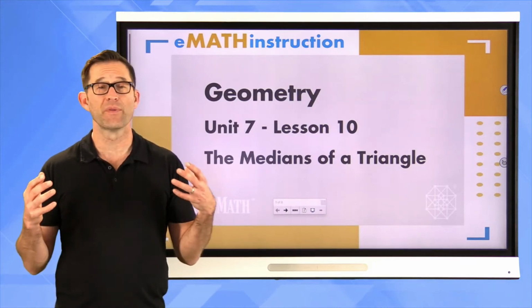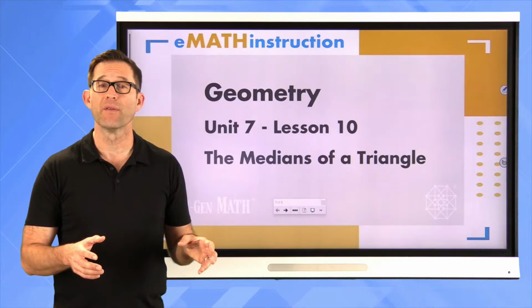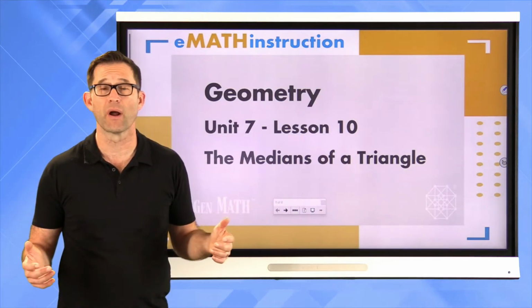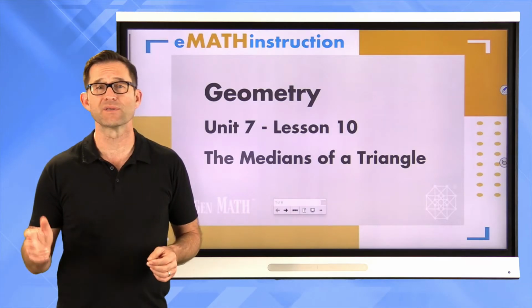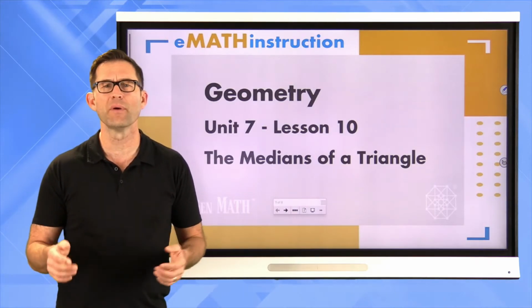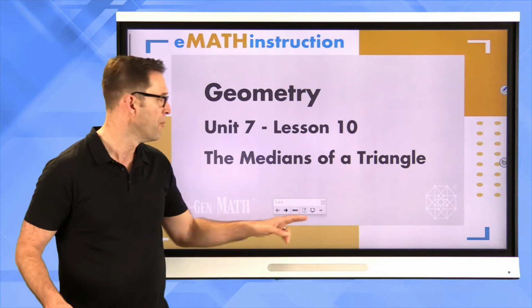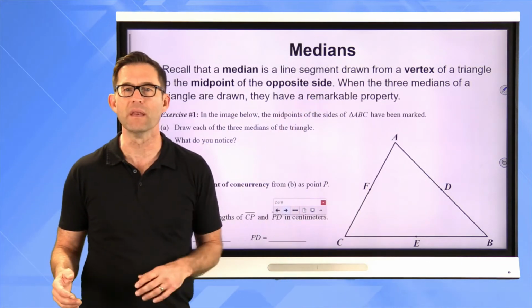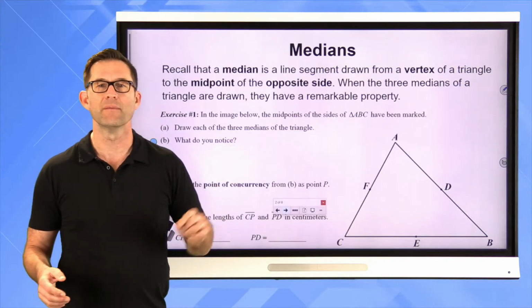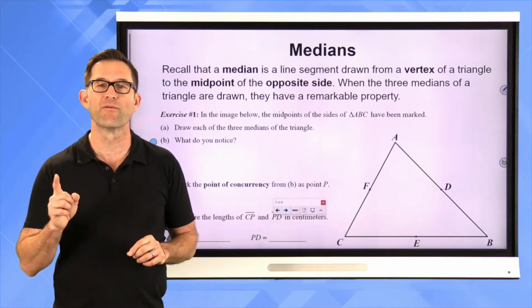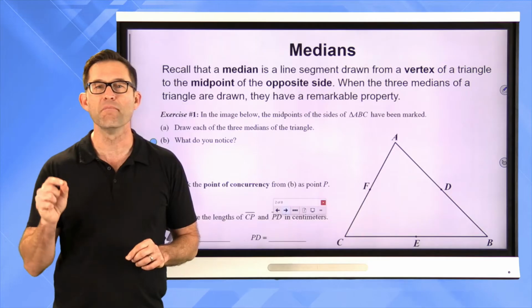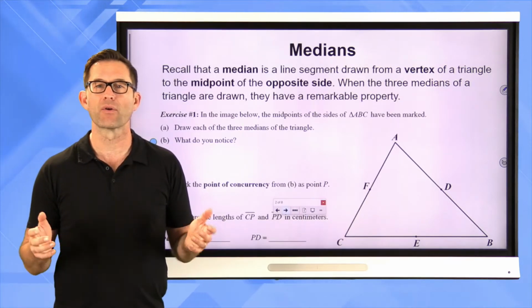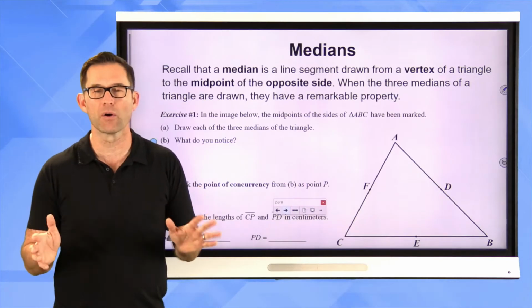Alright, so without further ado, let's jump right into this, because you probably don't know where I'm going with the medians of a triangle. We talked about what a median was way back when, and we've seen them a little bit here and there in geometry proofs, but it's been a while since we've really discussed them. So let's talk about what a median is. Recall that a median is a line segment drawn from a vertex of a triangle to the midpoint of the opposite side. When the three medians of a triangle are drawn, they have a remarkable property.